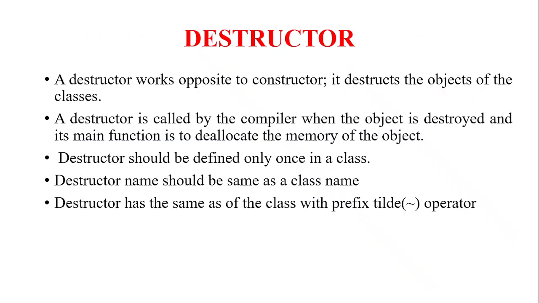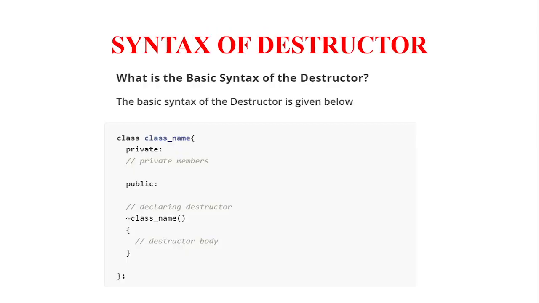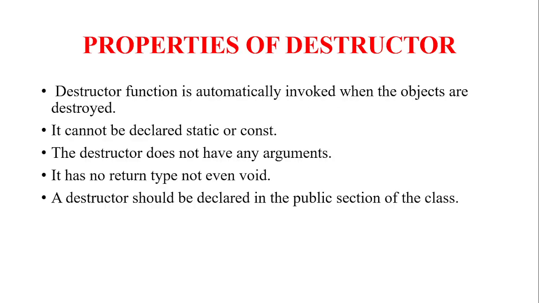Destructor. A destructor works opposite to a constructor. It destructs the objects of the classes. A destructor is called by the compiler when the object is destroyed, and its main function is to deallocate the memory of the object. A destructor should be defined only once in a class. The destructor name should be the same as the class name, with the prefix tilde operator. Okay, now the syntax is, we'll find the tilde symbol before the class name. So what will happen is it will be removed.